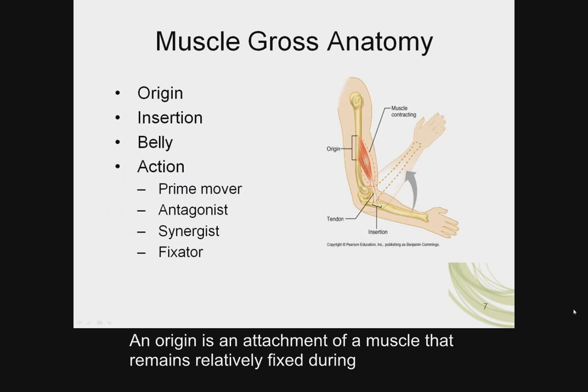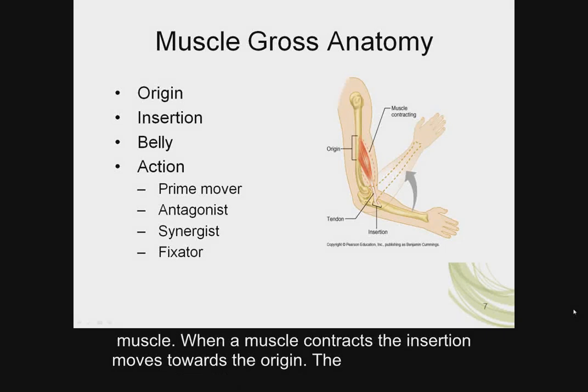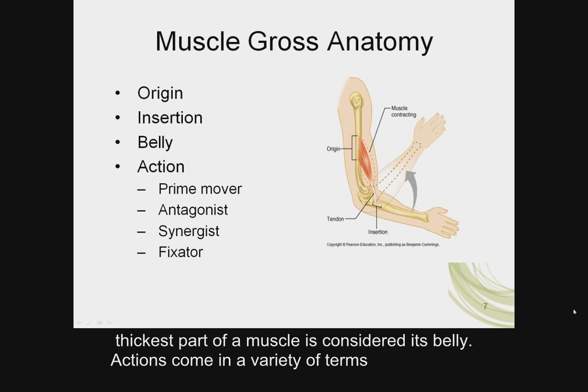An origin is an attachment of a muscle that remains relatively fixed during muscle contraction. An insertion is the movable part or attachment of a muscle. When a muscle contracts, the insertion moves towards the origin. The thickest part of a muscle is considered its belly.